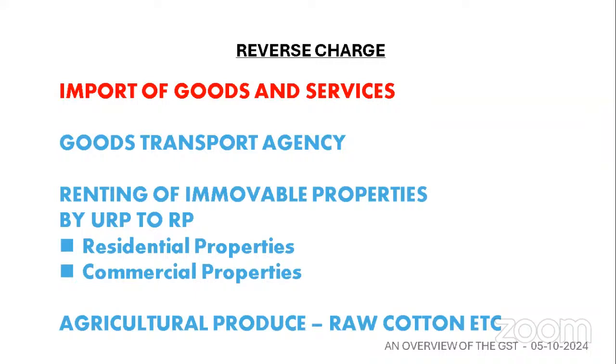The second type of charge is reverse charge. Normally we say that wherever the government is not able to collect the taxes from the businesses, they will go to this reverse charge mechanism. Number one, import of goods and services. When I import goods or services from a supplier who is outside India, the seller is outside India and the buyer is inside India. Now, the government cannot go to the other country and levy tax on the seller of the goods.